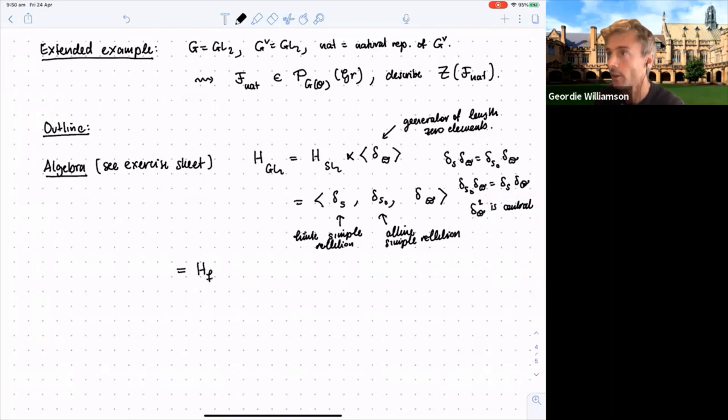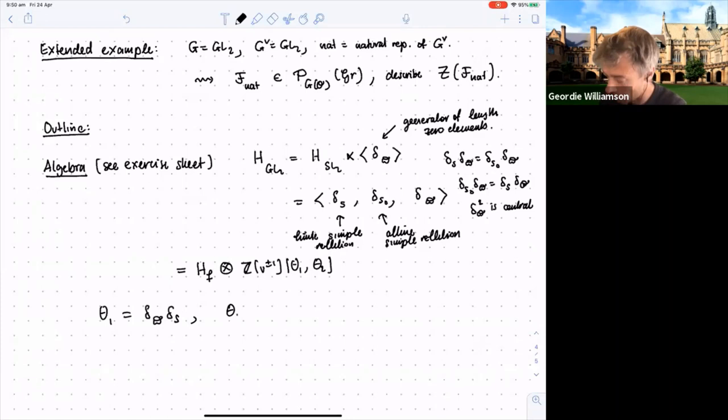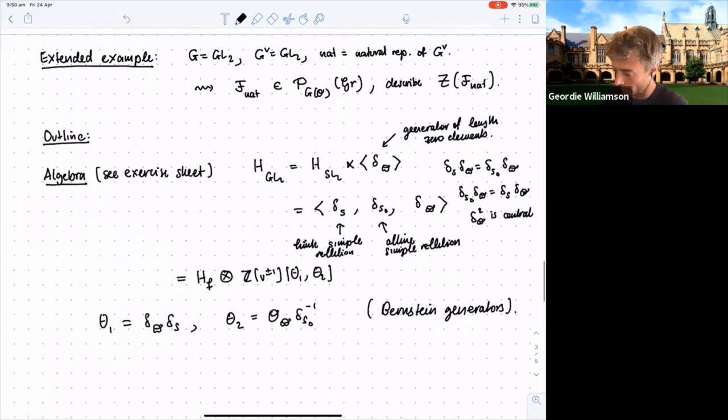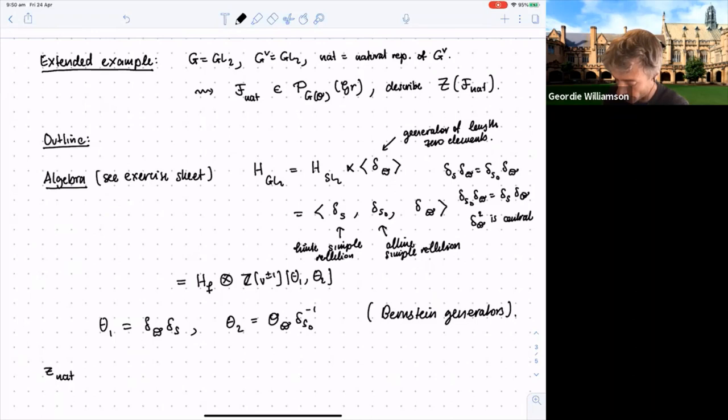So students, please do the exercise sheet. And if theta 1 is... these are the Bernstein generators. Okay, so the element that we want to categorify is Z nat, which will be the element in the center of the affine Hecke algebra corresponding to this representation, will be theta 1 plus theta 2. So this is the character of the natural representation of GL2.